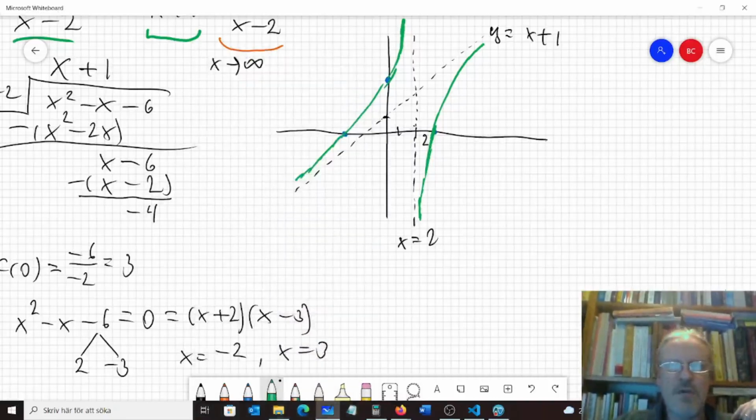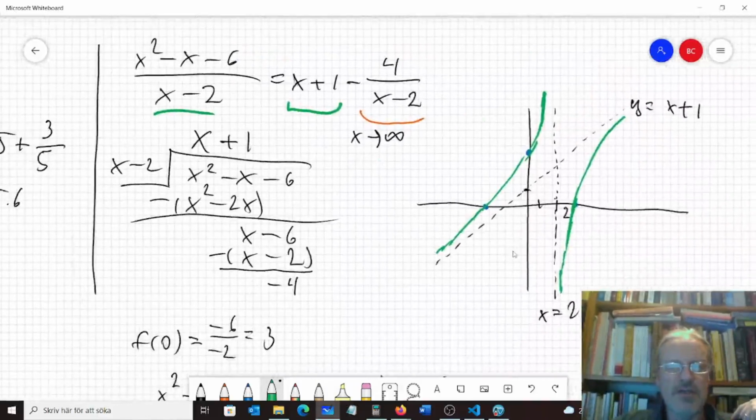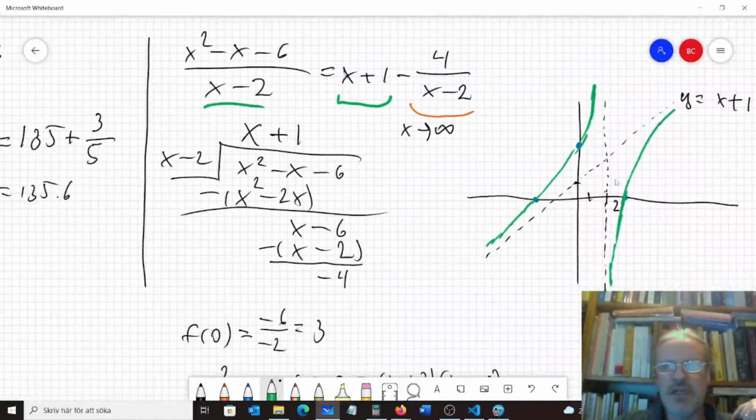So this is how we could use polynomial division and how that is working, and also how we can use that to enable us to draw graphs.